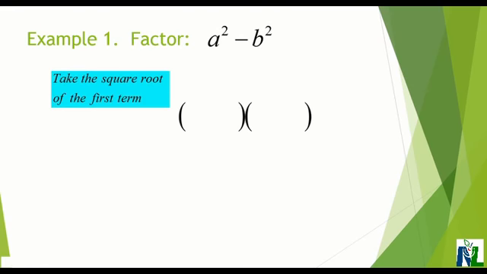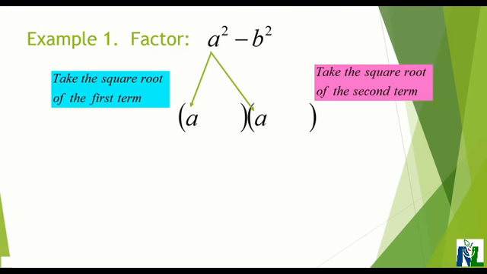The square root of a squared is a, and we write inside the bracket a and a at the beginning of each bracket. We do the same thing for the second term. The square root of b squared is b, and we write b and b at the end of each bracket.